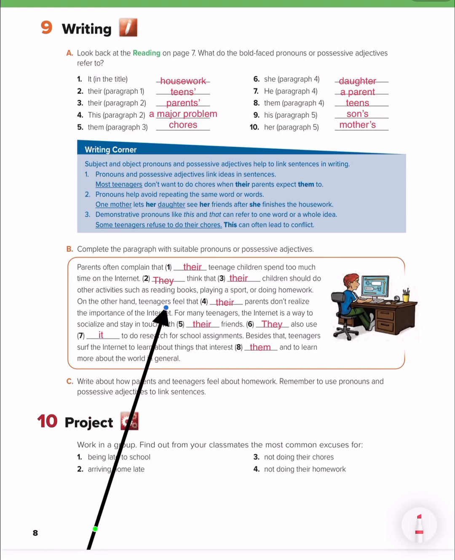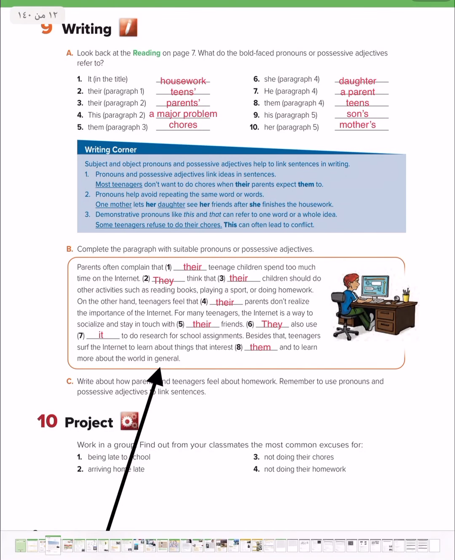On the other hand, teenagers feel that their parents, look, we have their here, their parents do not realize the importance of the internet. For many teenagers, the internet is a way to socialize and stay in touch with their friends. Look here, their, it refers to teenagers. They also use it, here it refers to the internet, to do research for school assignments. Besides that, teenagers surf the internet to learn about things that interest them and to learn more about the world in general.